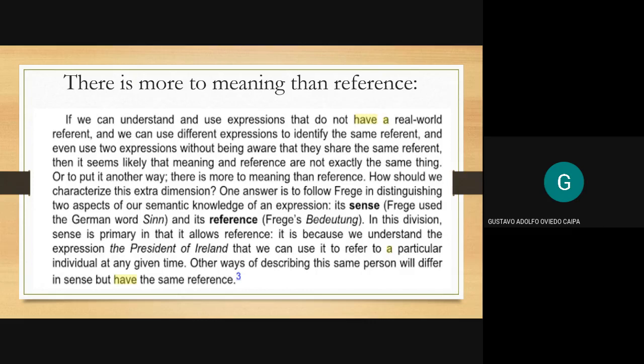Okay, not to read all of that. That section that is being displayed there is on page 30, right? The last paragraph on page 30.